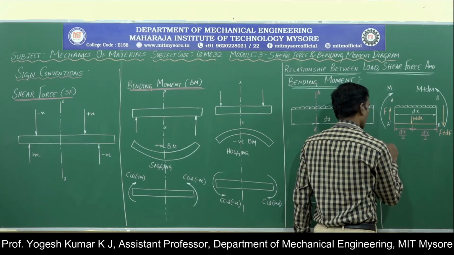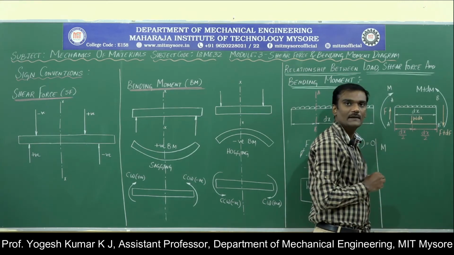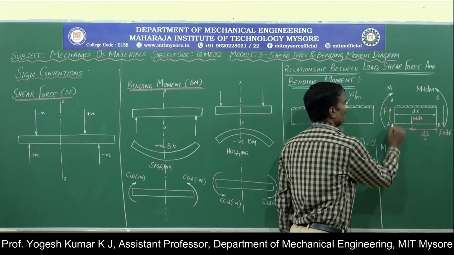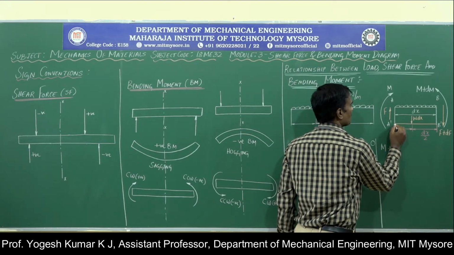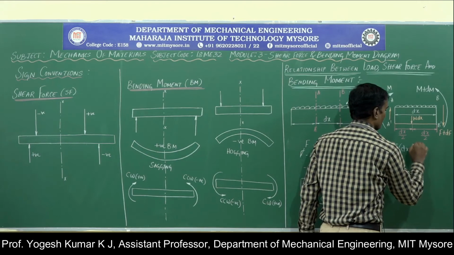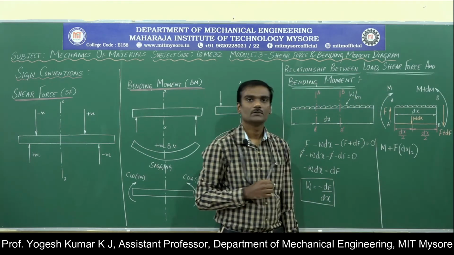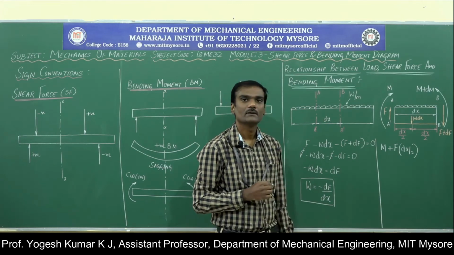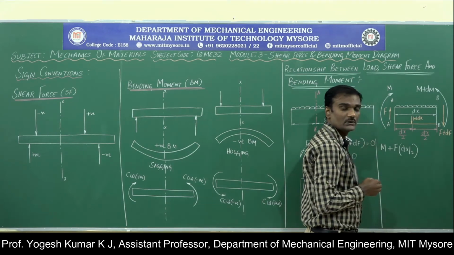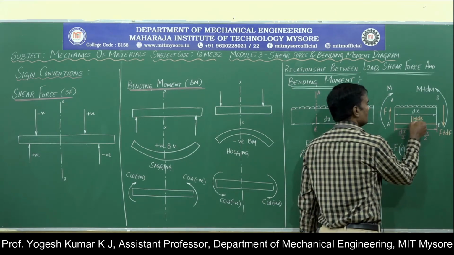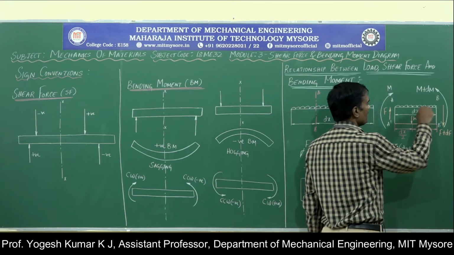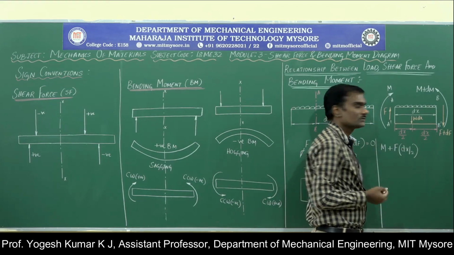Shall we start? M is already producing the clockwise moment. It will be positive, plus F into the perpendicular distance. What is the perpendicular distance from A dash to the center? dx by 2. Then W into dx is the force. We are taking the moment about the center. What is the distance from the center to center? It is 0. So W dx into 0 will be a 0 value. So it is not valid.